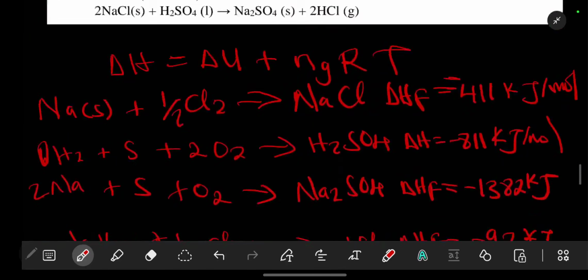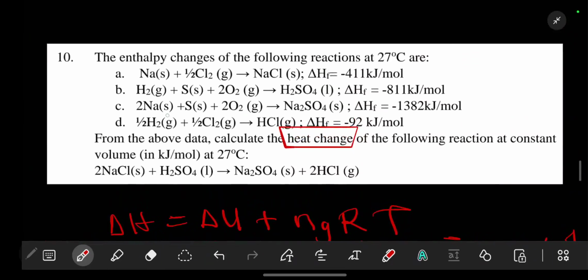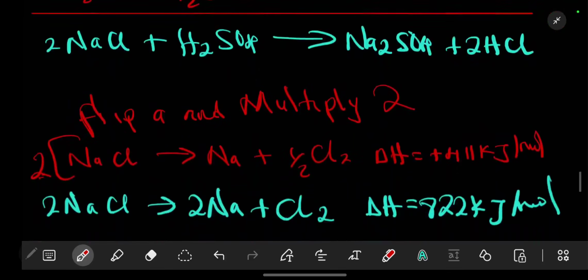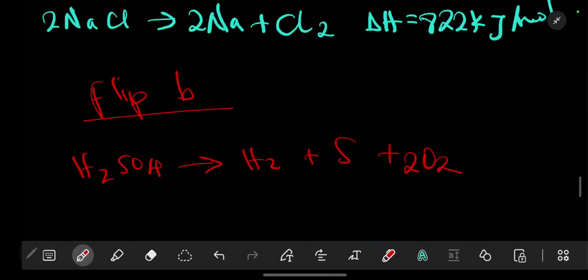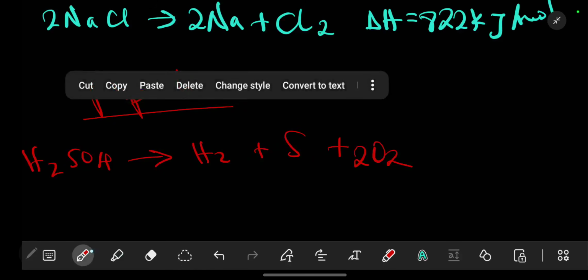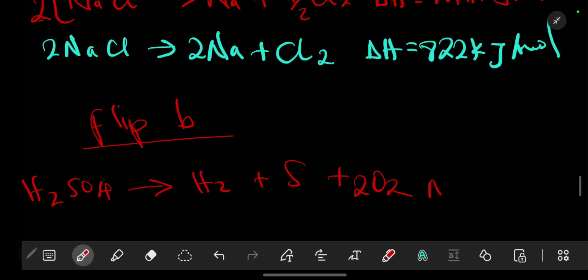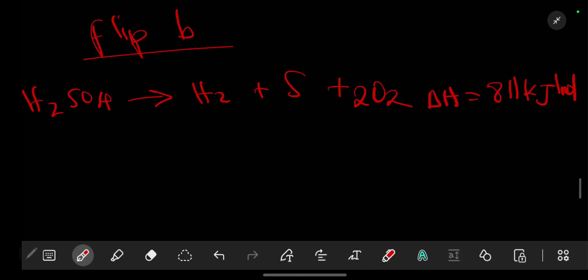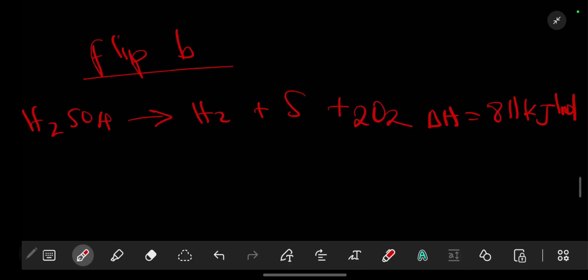We have just flipped the equation. The change in enthalpy was negative 811, but it will now be positive 811. So we are going to say the change in enthalpy is equal to positive 811 kilojoules per mole. So with this, we have now our C.